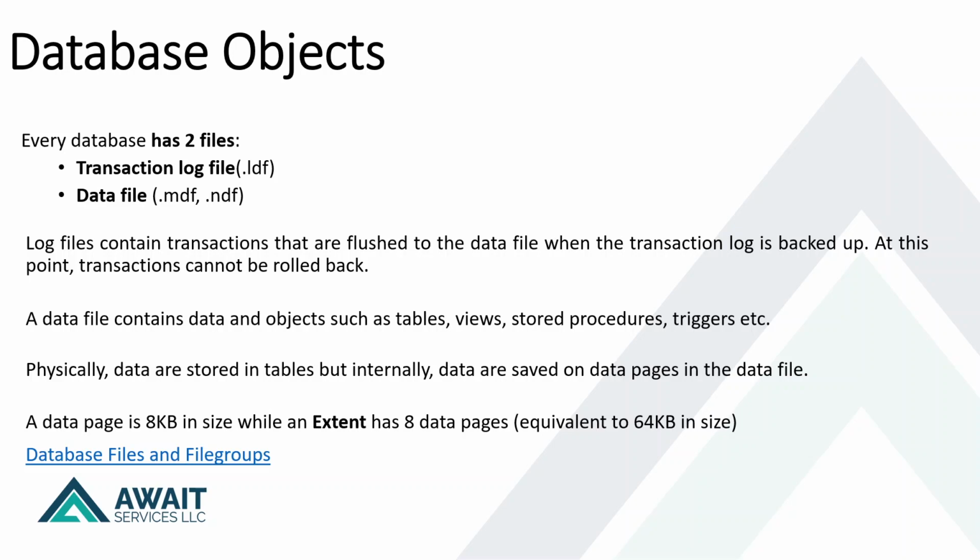While an extent is a combination of data pages, a combination of 8 data pages. And the size of that, of course, 8 by 8 will give you 64 kilobytes in size. So you can be asked in an interview, what is the difference between a data page and an extent? A data page is 8 kilobytes in size, while an extent is 8 data pages, which is 64 kilobytes in size.